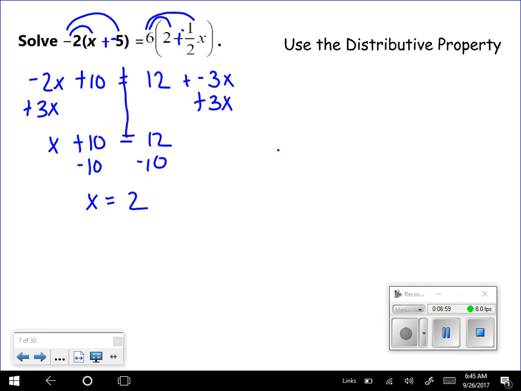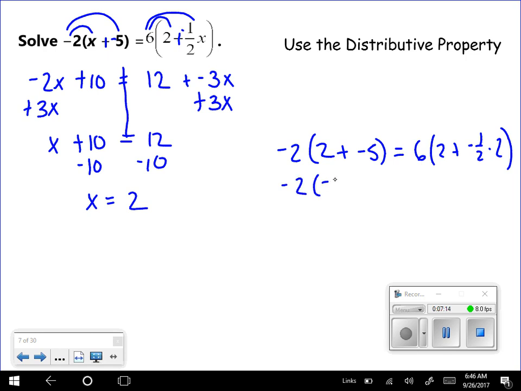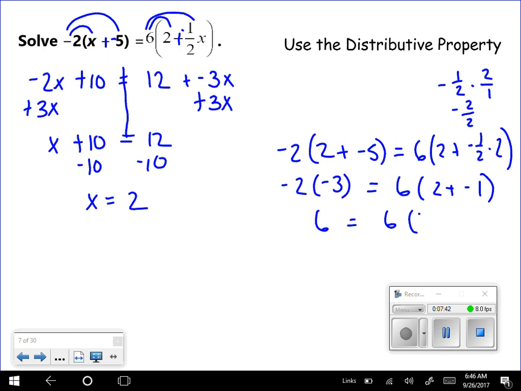So I can plug this in. Negative 2 times 2 plus negative 5 should equal 6 times 2 plus negative 1/2 times 2. So I'll do my parentheses, so I get negative 3, and then 2 plus, so this is negative 1/2 times 2 over 1. So that would be negative 2 over 2, so negative 1. So this would be 6 equals 6 times 1. We're good to go. Okay. So 2 was good there.